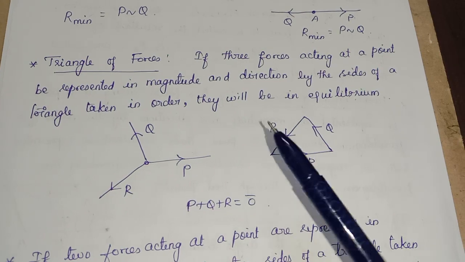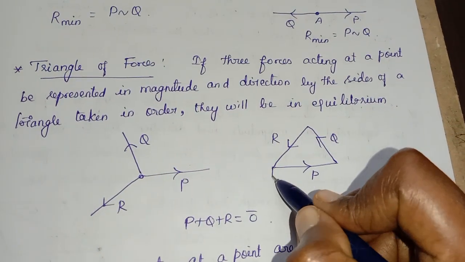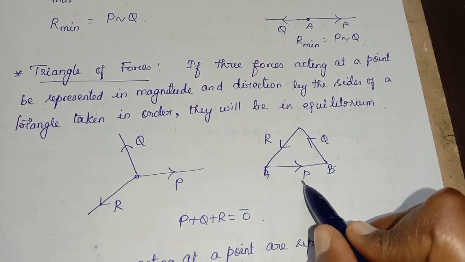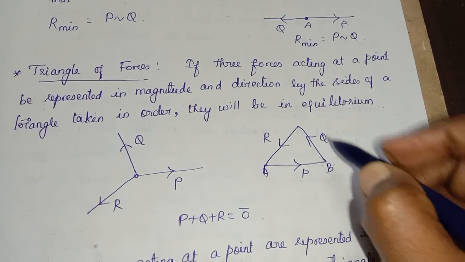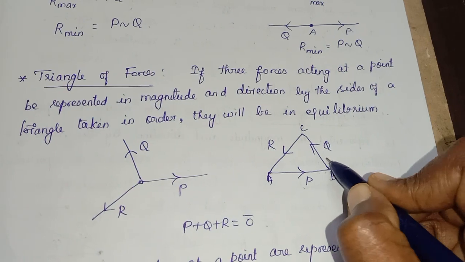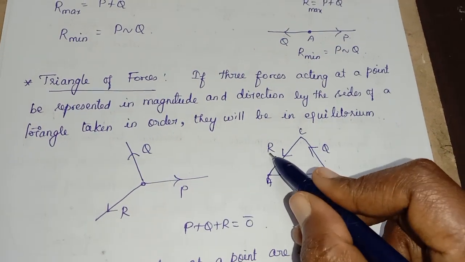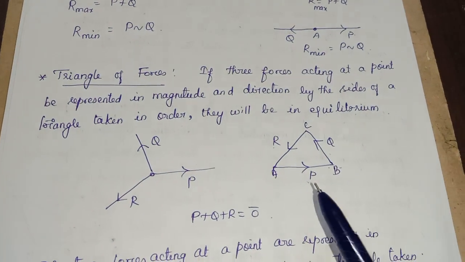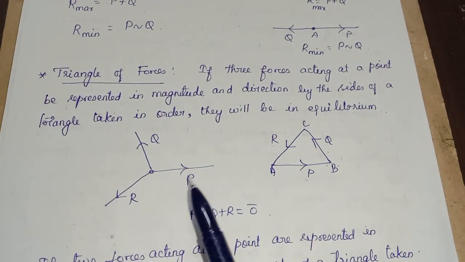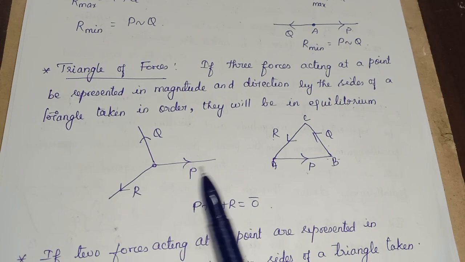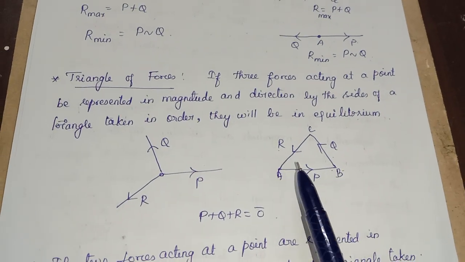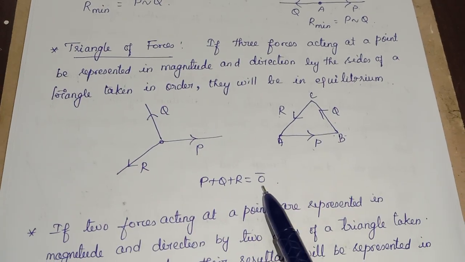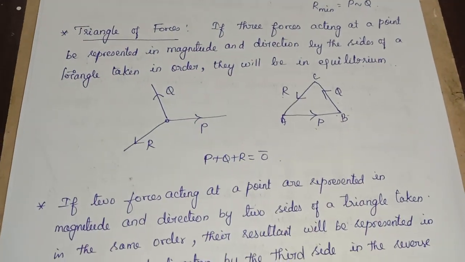That means this P, let me name this triangle as ABC. Okay, suppose this AB is taken so that the magnitude of P is represented by the length of AB, and magnitude of Q is represented by length of BC, and magnitude of R is denoted by the length of CA. Okay, this triangle represents the three forces both in magnitude and direction. Then in that case the resultant of all the three forces is equal to 0. So this is called triangle of forces.